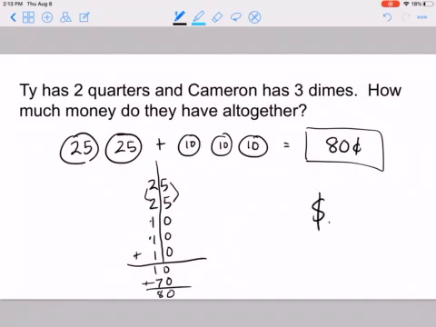So again, you can write it like this, or if they want you to write it with the dollar sign, we would write 80 cents and it would look like this. And the decimal point just means that it's smaller. 80 cents is smaller than $1. That's what that means.